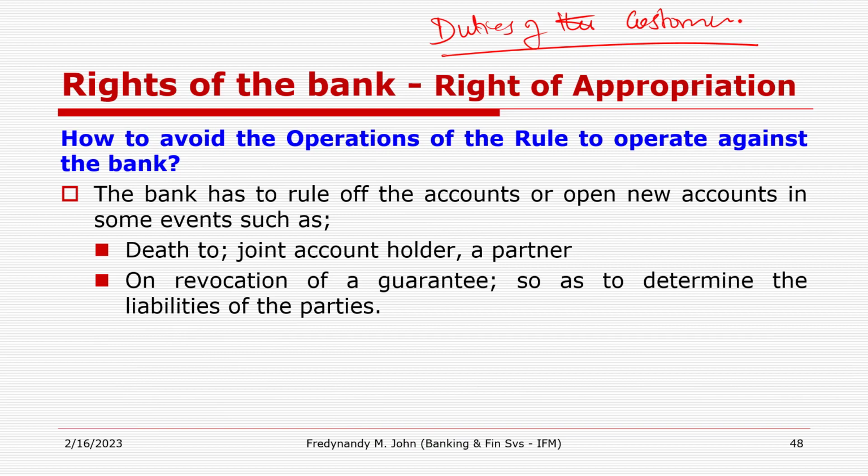Now, how to avoid the rule operating against the bank? The bank has to rule off. To rule off means to set off. The bank has to set off accounts and open a new account in some events, such as the death of a joint account holder or on the revocation of a guarantee. Why? So as to determine the liabilities of the parties involved.